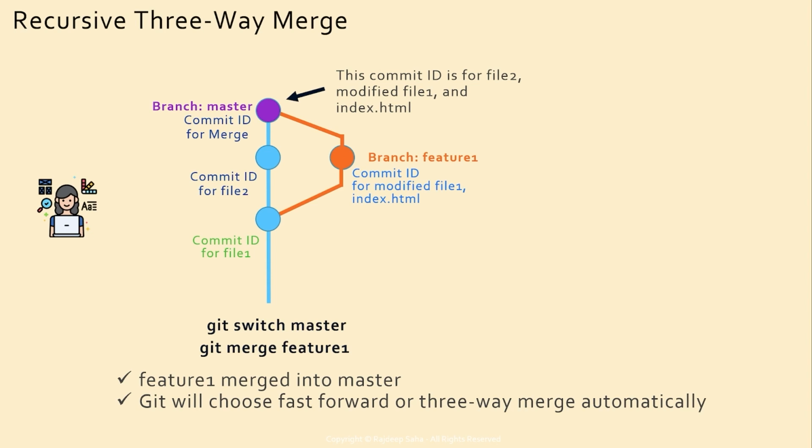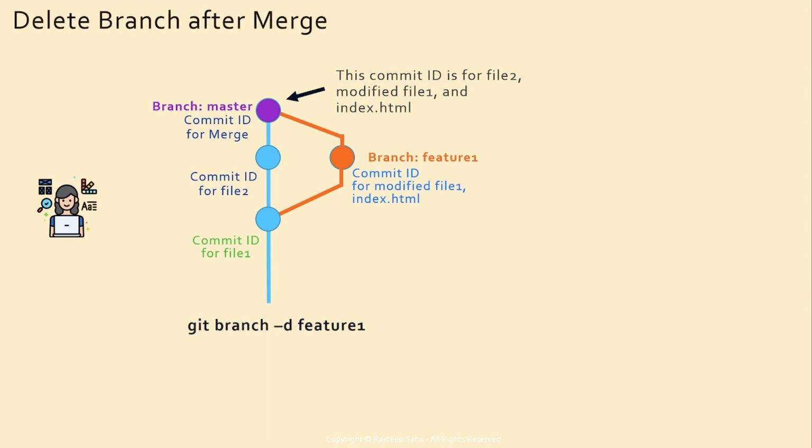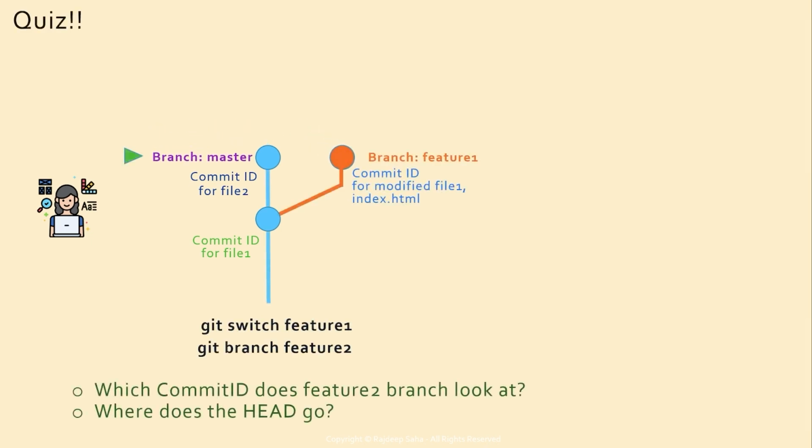So the good news is Git will automatically choose whether to run a fast forward merge or a three-way merge. You do not need to tell Git which one to choose. And once you merge all the changes to the master branch, you delete the feature branch. You do this by running git branch -d, as in delete, and the name of the branch you want to delete. So now a brain teaser for you guys and girls.